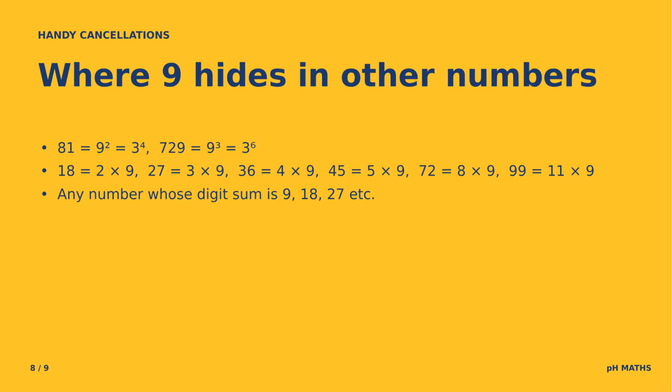Where 9 hides, 81 is 9 squared and also 3 to the 4th. 729 is 9 cubed and 3 to the 6th. 18, 27, 36, 45, 72, 99, all multiples of 9. And any number with digit sum 9, 18, 27 or higher multiples of 9, that's a 9 in disguise. Spot the digit sum, save the long division.